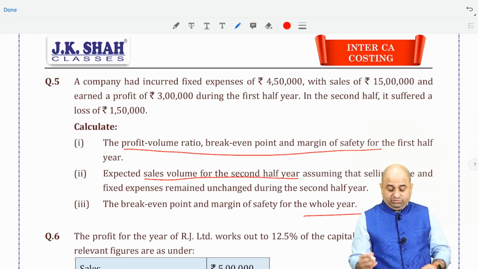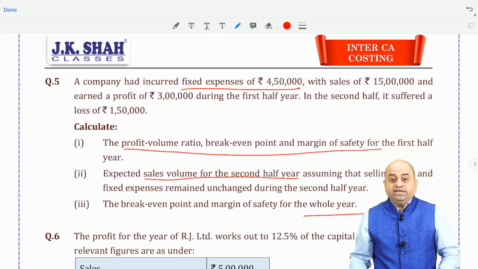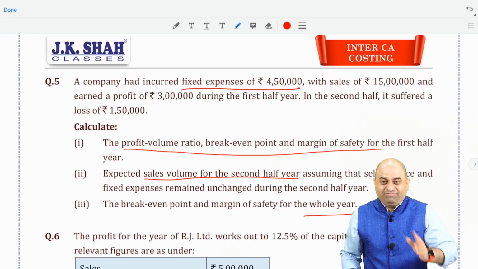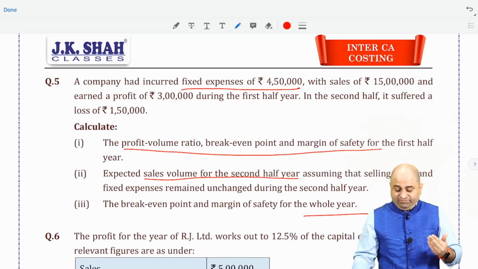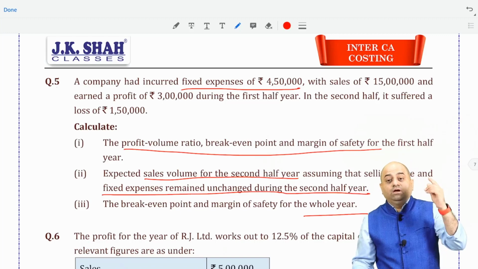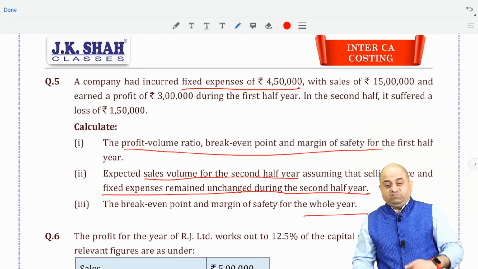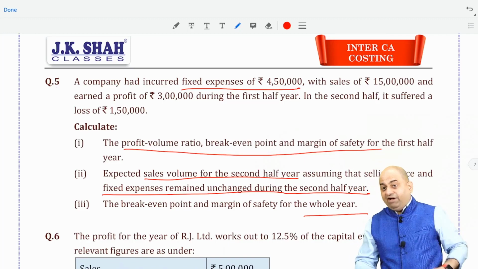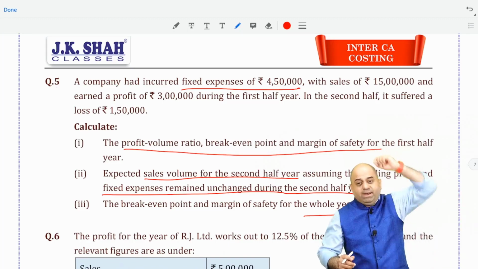The fixed cost which is given to you is for one half. For the second half, they have said that fixed expenses remained unchanged during the second half year. Again, 4,50,000 will be the fixed cost for the second half. Total fixed cost for the year will be 9 lakhs.